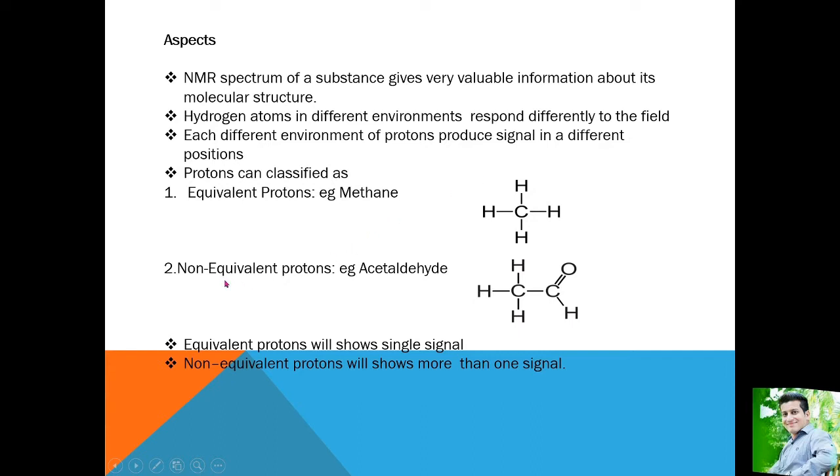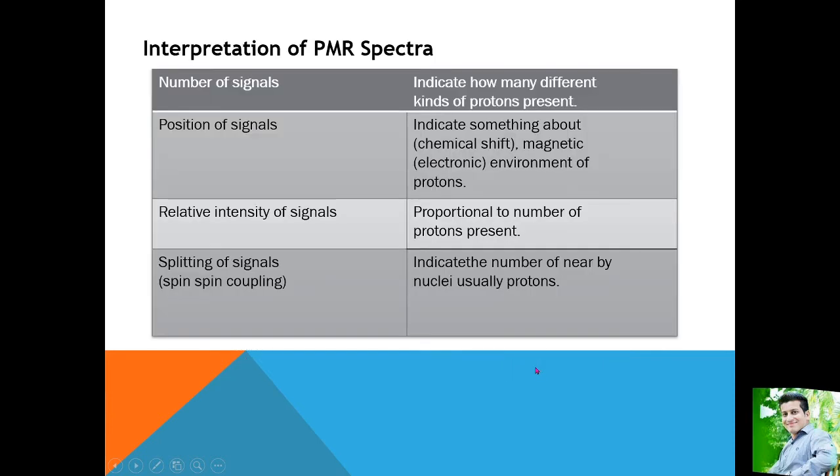While considering non-equivalent protons, the example is acetaldehyde. Here there is no symmetry, so this CH3 will appear as a singlet, with different signals or different resonances in the 1H NMR spectra. So here we can see equivalent protons show a single signal. The CH3 will show a single signal, while non-equivalent protons show more than one signal.